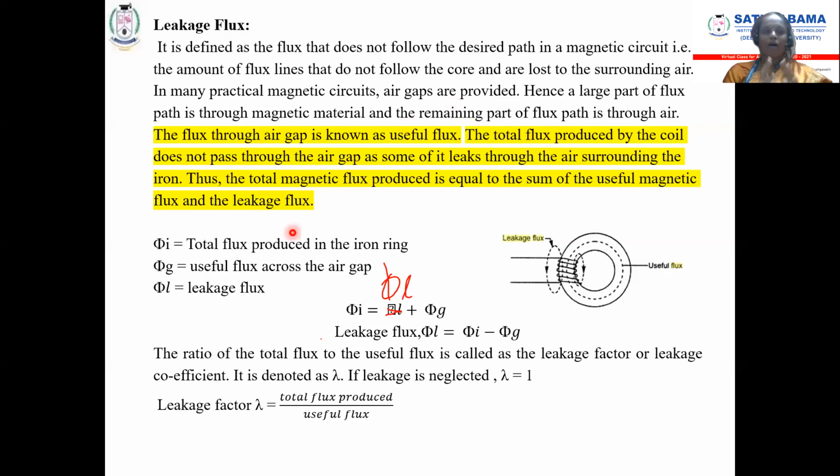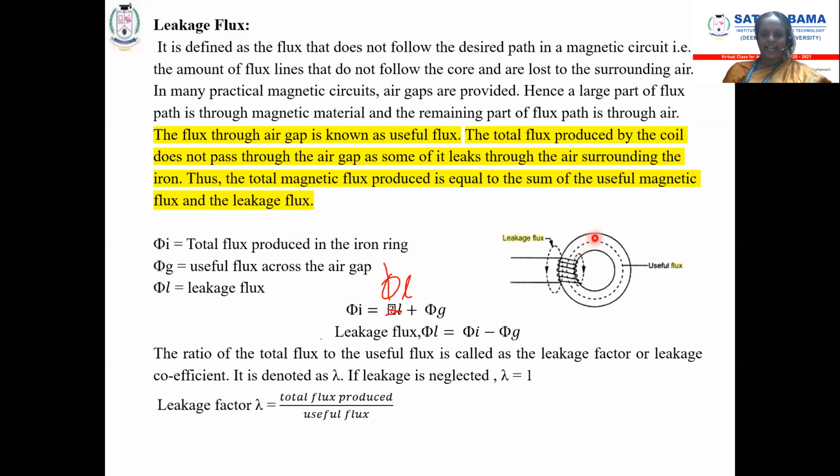So the flux that passes through the air gap is known as useful flux. You can understand why it is useful flux: it sweeps over the conductor, where, if it is a motor, force will be exerted on the conductor. If it is a generator, it will produce the EMF induced in the coil. So that flux will be the useful flux.